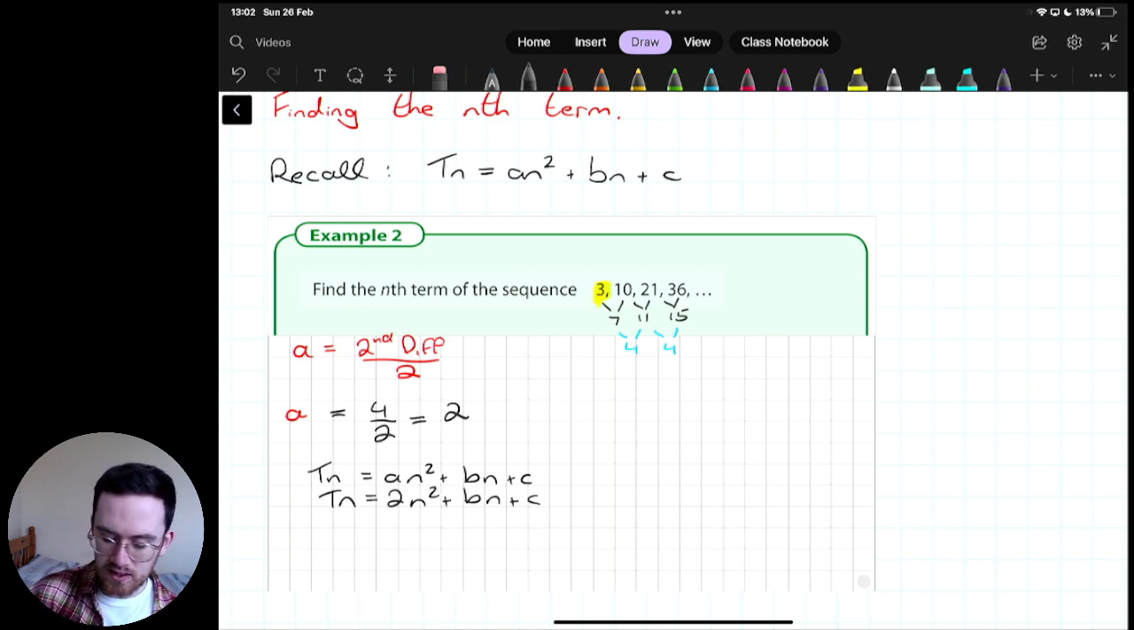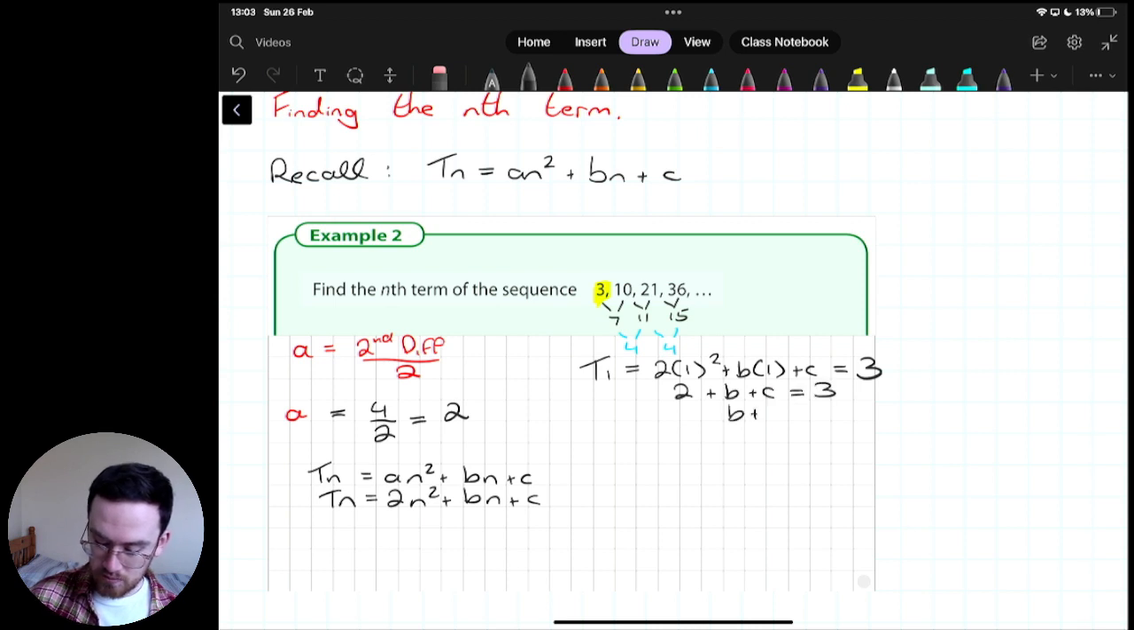So if we were to write that out, t1, which is 2 by 1 squared plus b by 1 plus c, should be equal to 3. So we get 2 plus b plus c is equal to 3, and then b plus c is equal to 1. Okay, and that's our first equation.